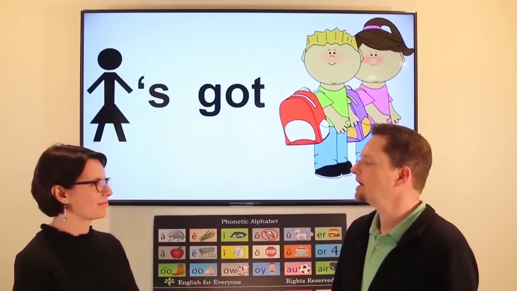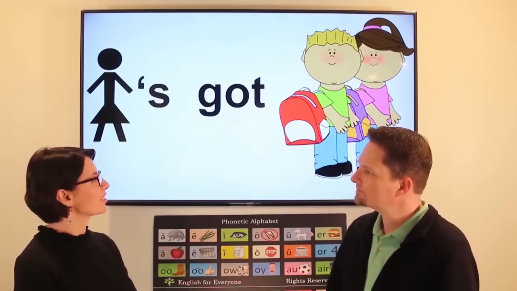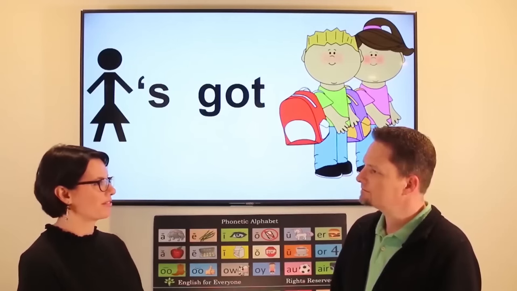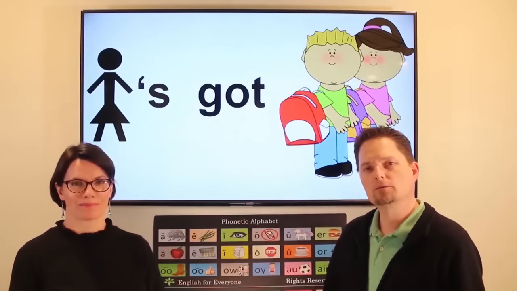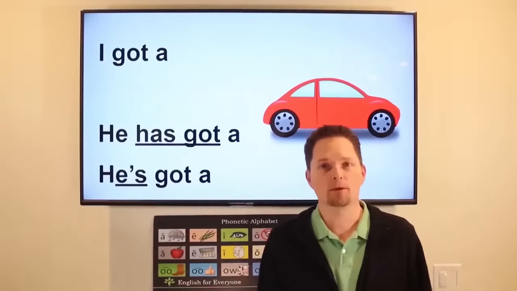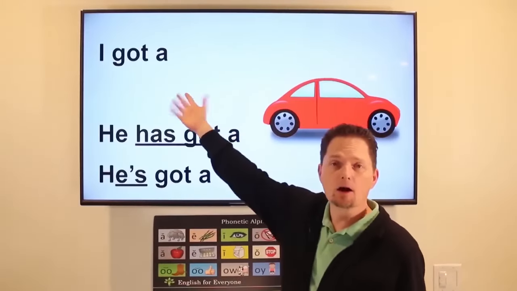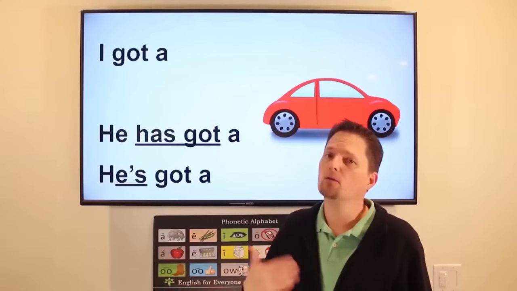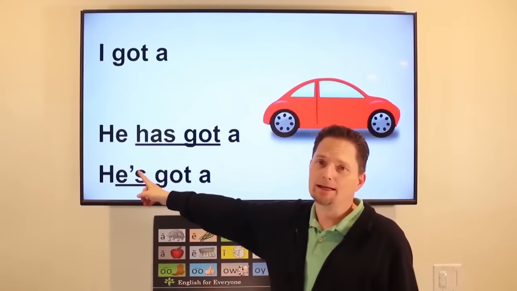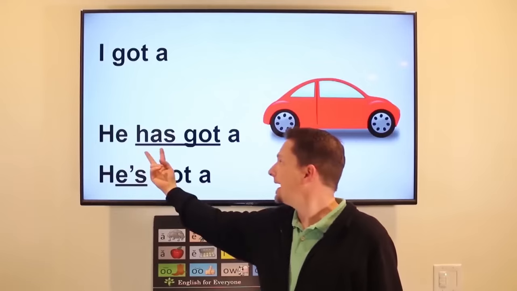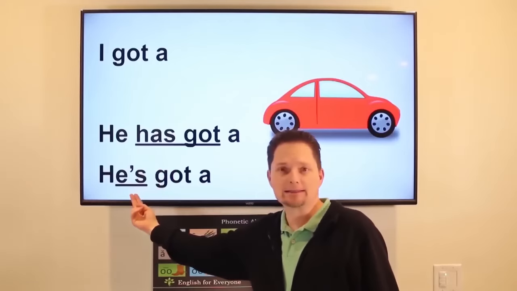Very good. Does she have a boy or a girl? She's got a boy and a girl. Does she have a boy or a girl? Very good. So remember, you can say, I got a car and you got a car, they got a car and we got a car. But we cannot say he got a car. We need he has, contraction, he's.